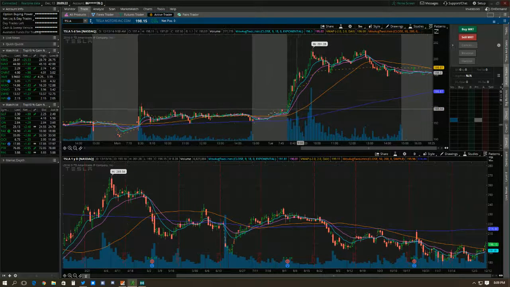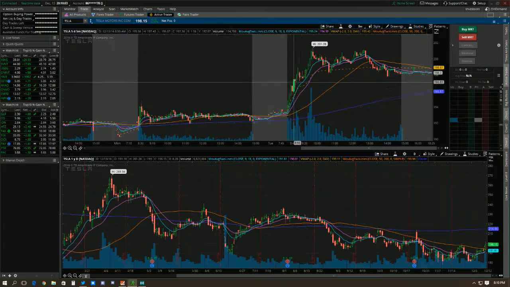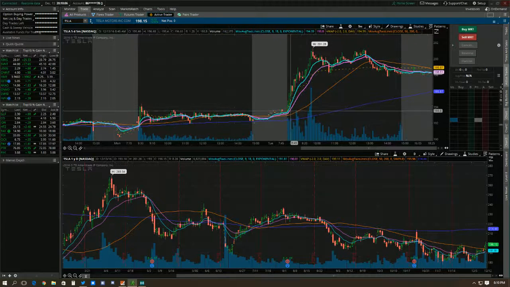So for instance, if you were to buy the 195 strike when the stock is at 193, or let's say you played the 196, and the stock gets up to 194, 195. Well, the closer it gets to 196, the more people are going to be willing to say, "Hey, I think it's going to hit 196."